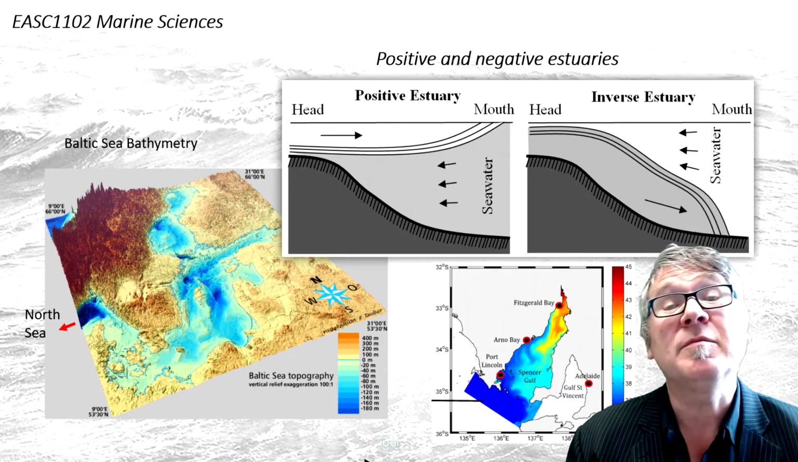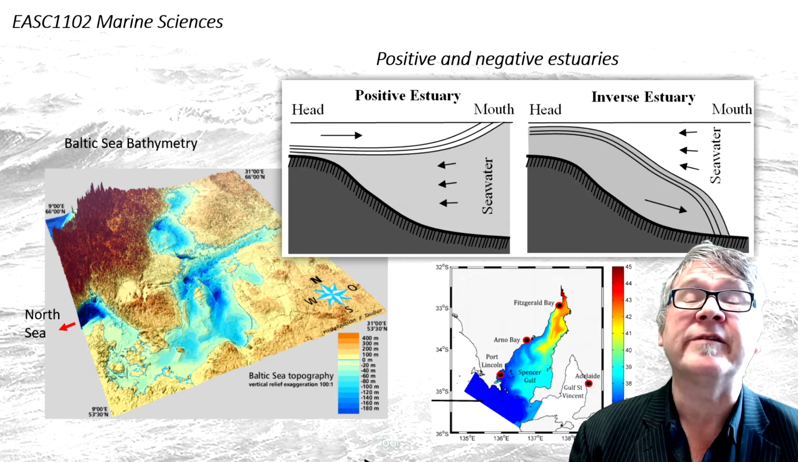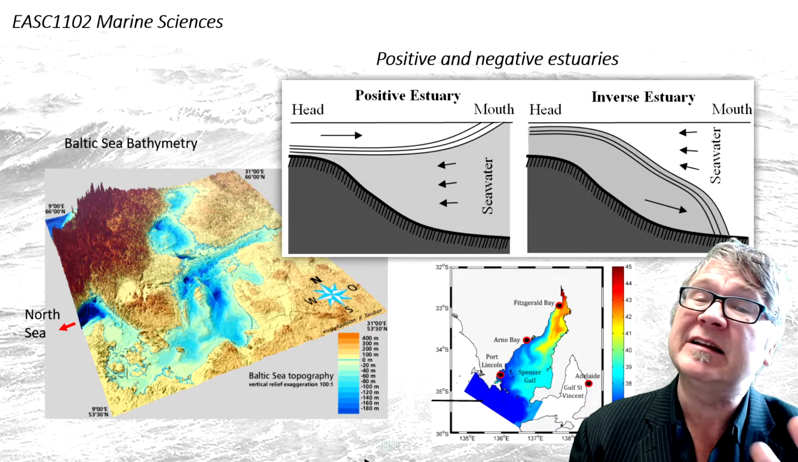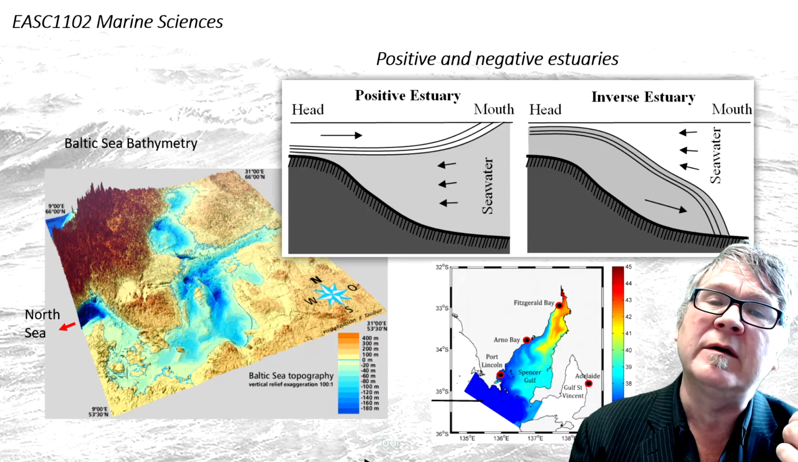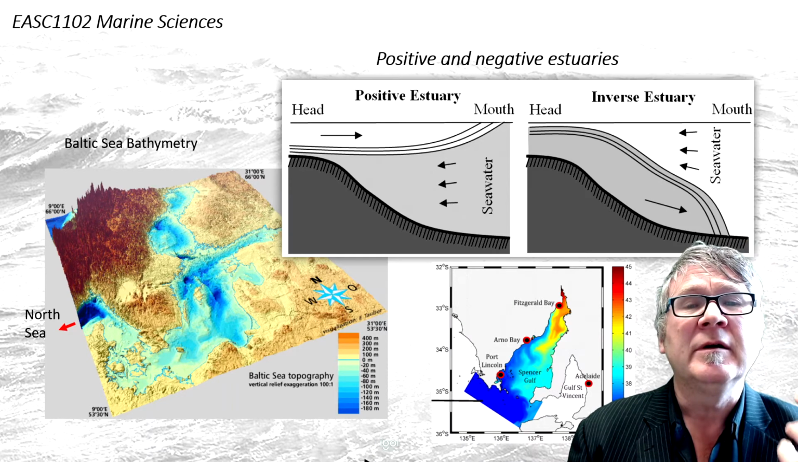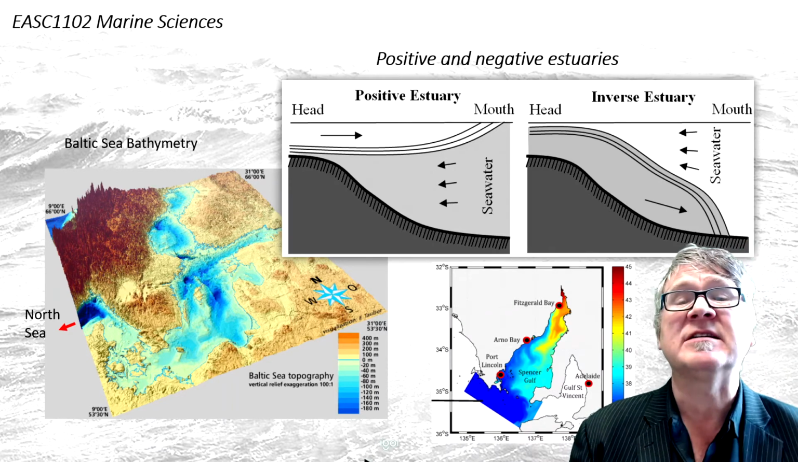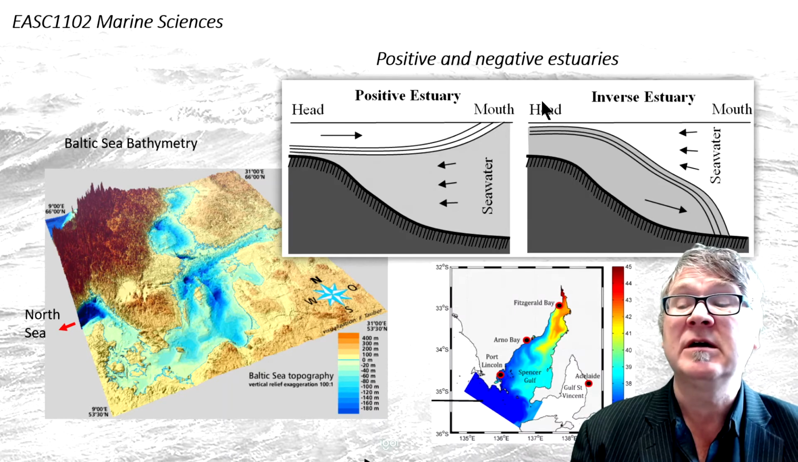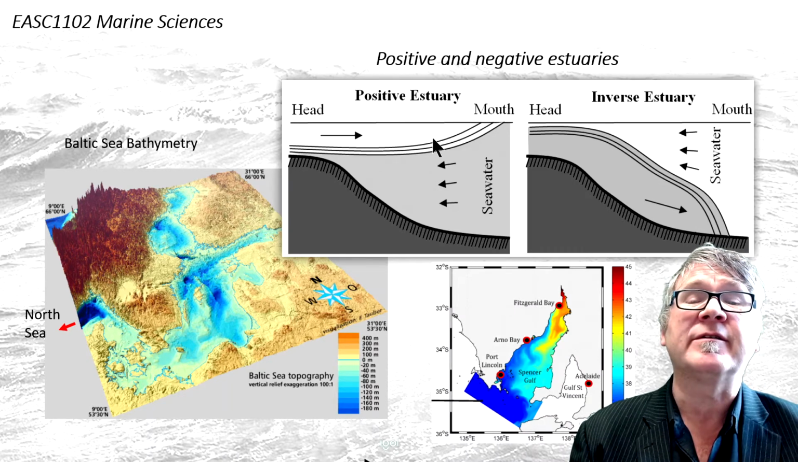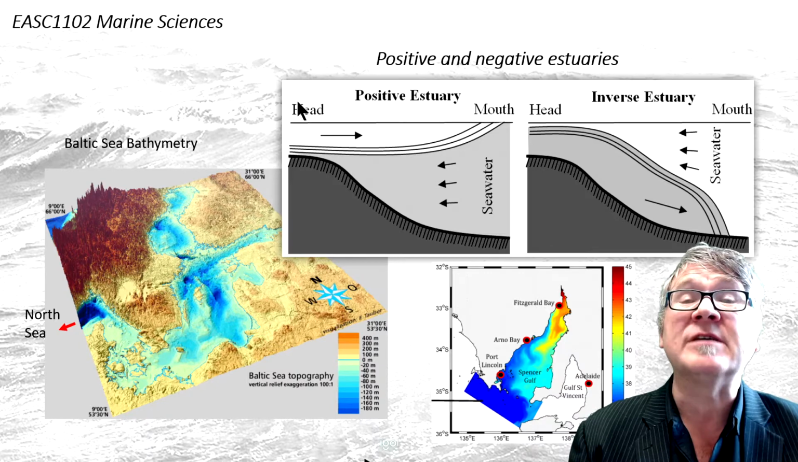And here are examples of positive and negative estuaries. So first, a little sketch of how the average movement of water looks like in these estuaries. We have positive estuaries and negative estuaries. Okay, and this one shows a vertical section.